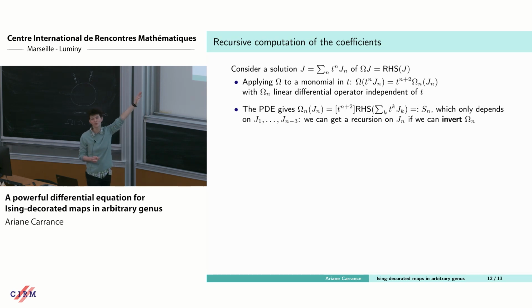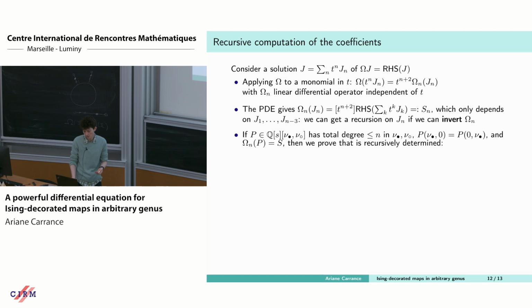And the minus 3 here makes sense because n counts the edges of our cubic maps, and since they're cubic, it's always powers of 3. So it's not that we're missing intermediate coefficients, but we can recursively compute these coefficients j_n if we know how to invert omega n. And it turns out that we can.